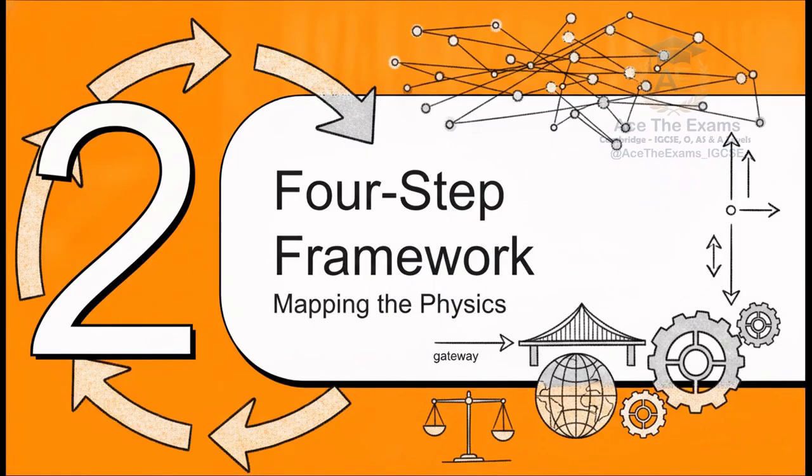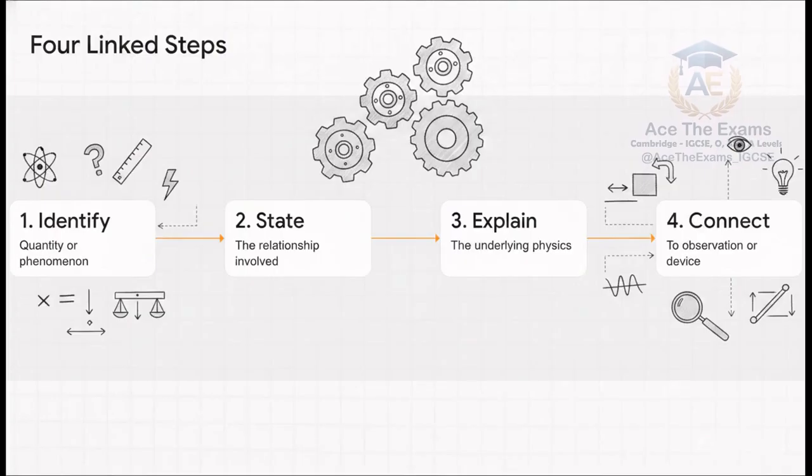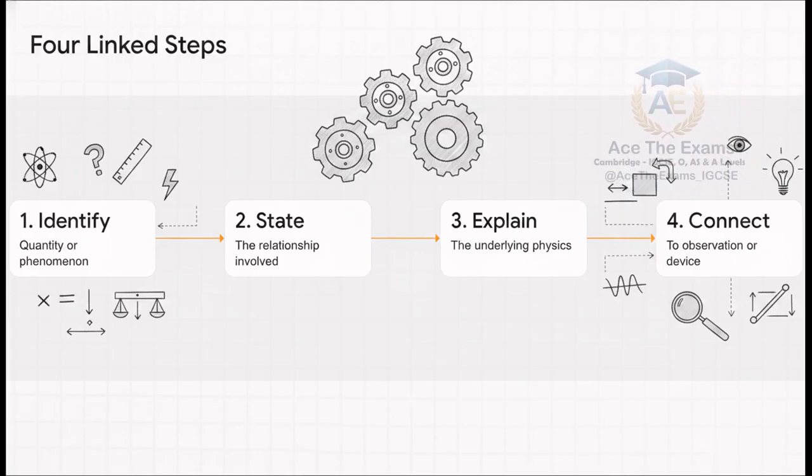Moving right along to Section 2, the four-step framework, mapping the physics. So let's actually apply this framework to a physics concept and see how brilliantly it works in practice. Step 1. Identify the phenomenon. Let's use terminal velocity as our example. Step 2. State the relationship involved. In this specific case, the air resistance pushing up exactly equals the weight pulling down.